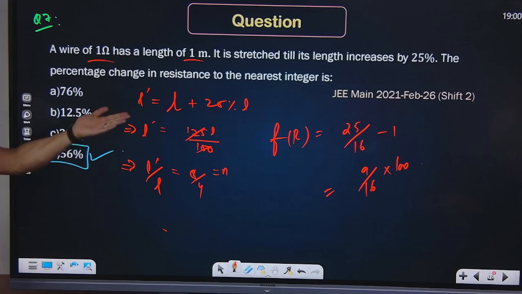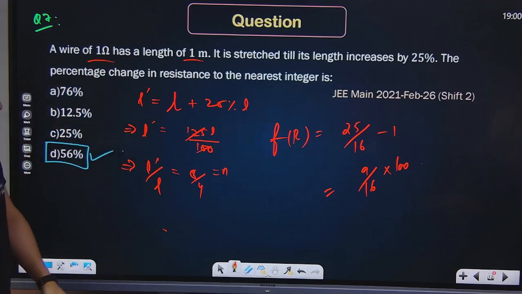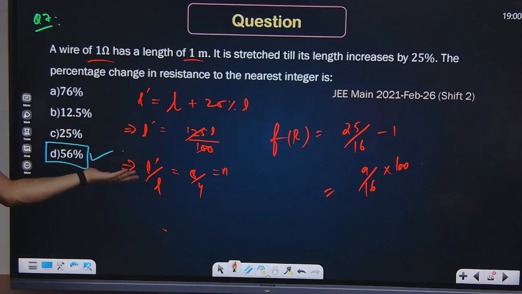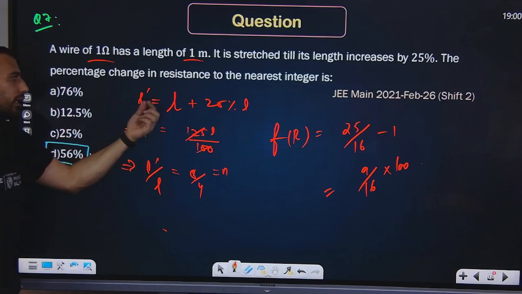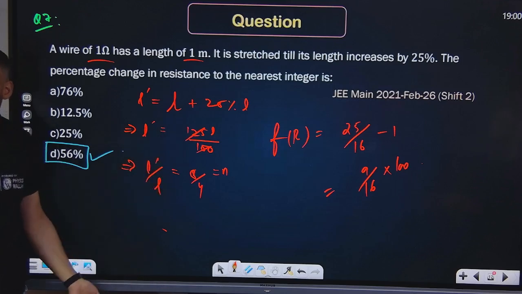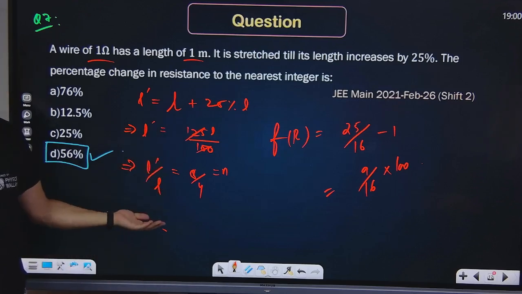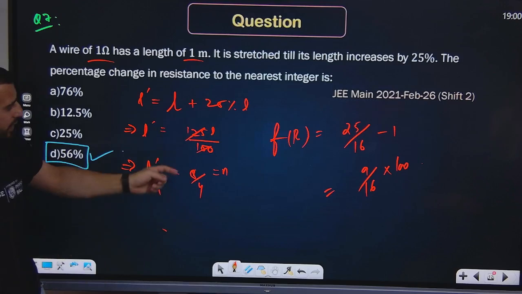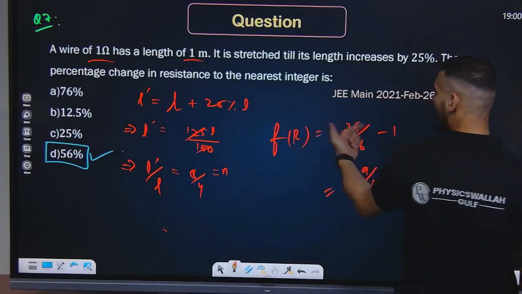Because fractional change is independent of what it was, right? This was important. Even if it was 2 meters, it doesn't make any impact. We are interested in finding n. Fractional change is dependent on n. That is the thing.